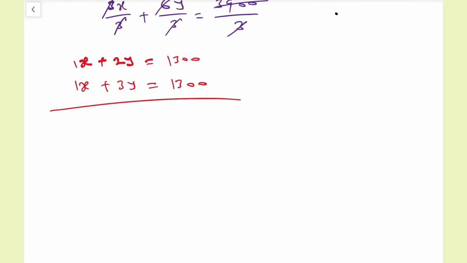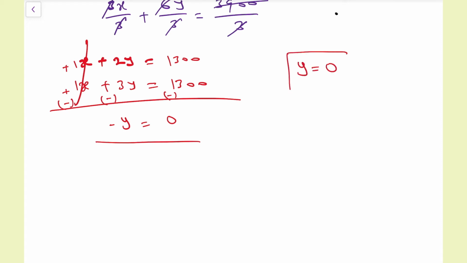Okay, then here before 1 nothing is there, means plus; before 1 nothing is there, means plus. So both are the same symbols, so we need to do subtraction. So plus becomes minus, plus becomes minus, plus becomes minus. 1x minus 1x cancels, 2y minus 3y is minus 1y or simply minus y, equals 1300 minus 1300, that is 0. Minus y is 0, then what will be the y value? It is 0. Actually here we are speaking about the cost of bat and ball, so it cannot be 0 rupees actually. So I think there is some mistake in the question.